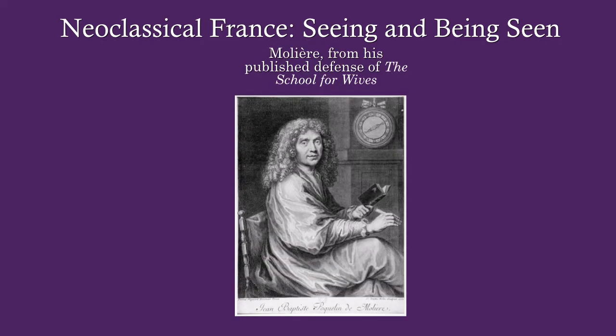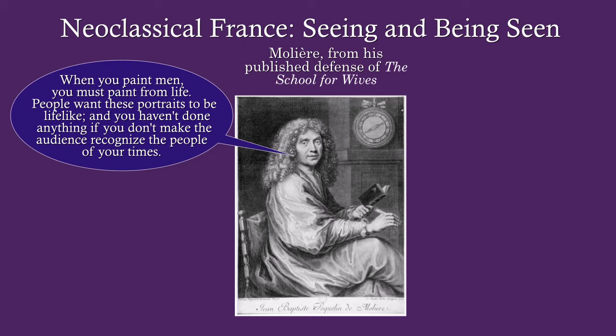And this is from his written defense of a different play, a play called School for Wives. But he's a smart guy, and he knows he can't piss off the nobility, but he also has some things to say about them. So here's one part of the quote from his published defense of his play, The School for Wives. "When you paint men, you must paint from life. People want these portraits to be lifelike. And you haven't done anything if you don't make the audience recognize the people of your times." That seems like a pretty clear statement that, hey, I'm basically writing realistic theater here.